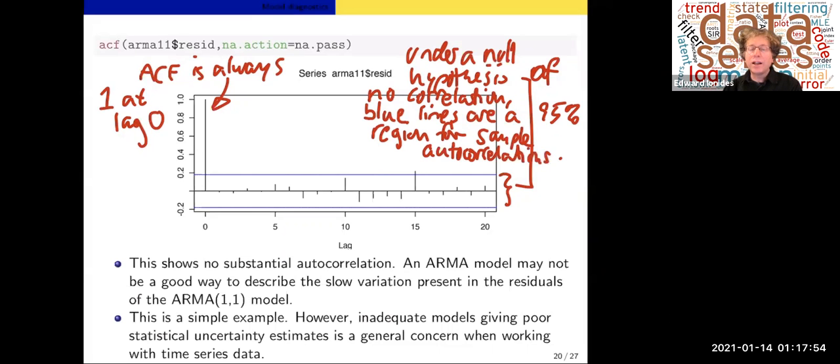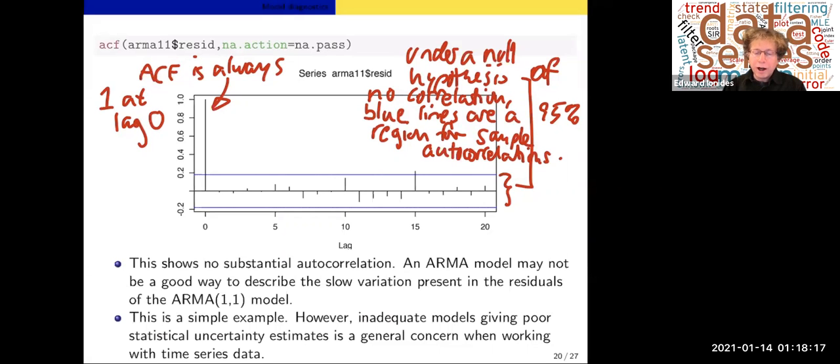Autocorrelation. So here, it's a test at a 5% level that the sample autocorrelation leaves this region. If you do 20, you'd expect maybe 1 to be just outside the region. That's what happens in this case. So we conclude there's no substantial autocorrelation.